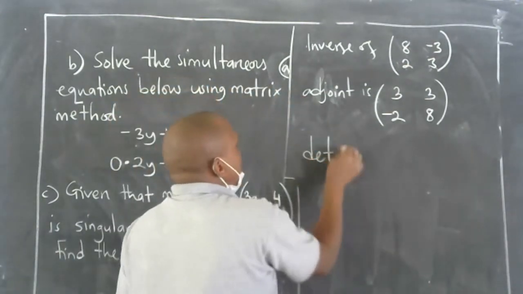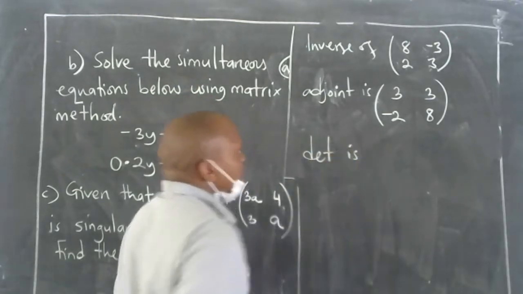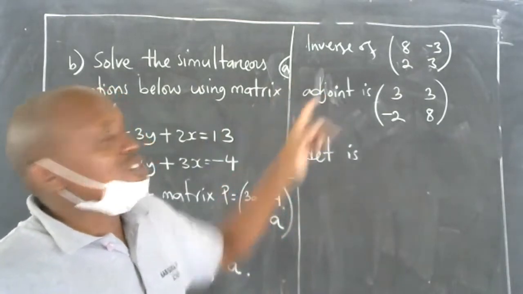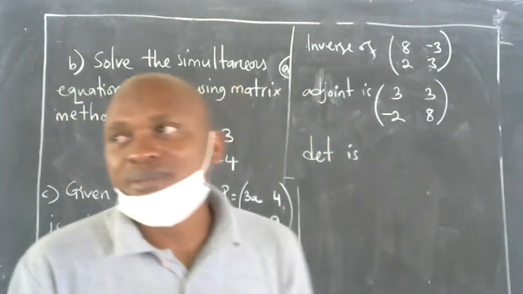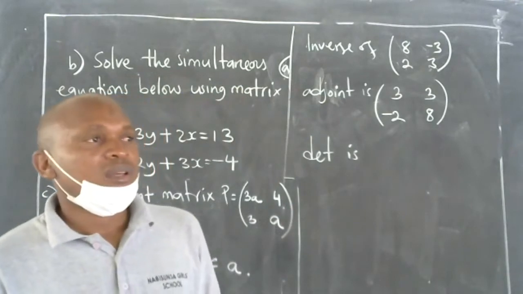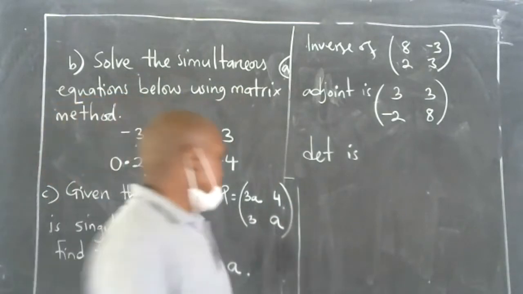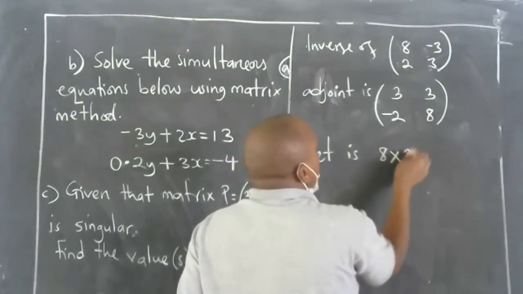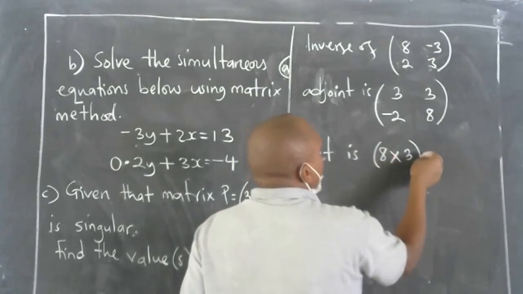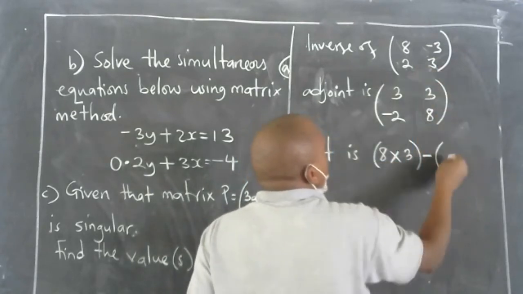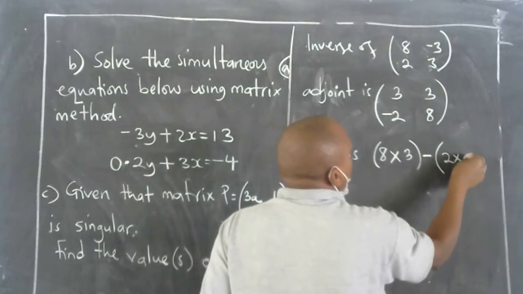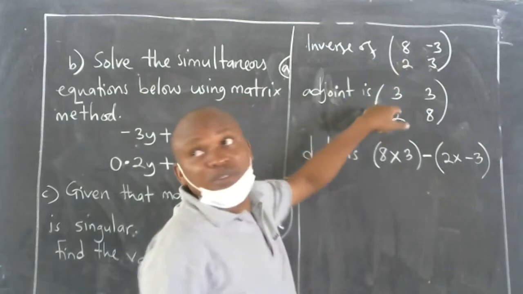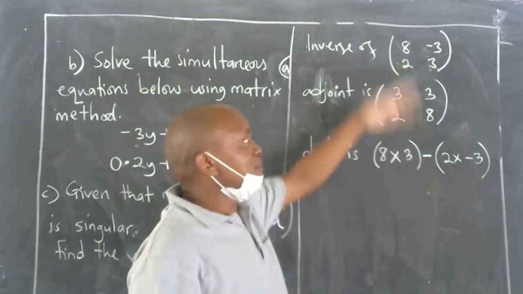So how shall we determine the determinant of the matrix? We would have labeled this matrix like letter A, B, but we didn't label. So how do you get the determinant of that matrix? Major diagonal minus minor diagonal. Yes, major diagonal minus minor diagonal. So we shall multiply the major diagonal minus the minor. We use the original matrix, don't use the adjoint matrix. Though the answers will be the same, go back and use this.